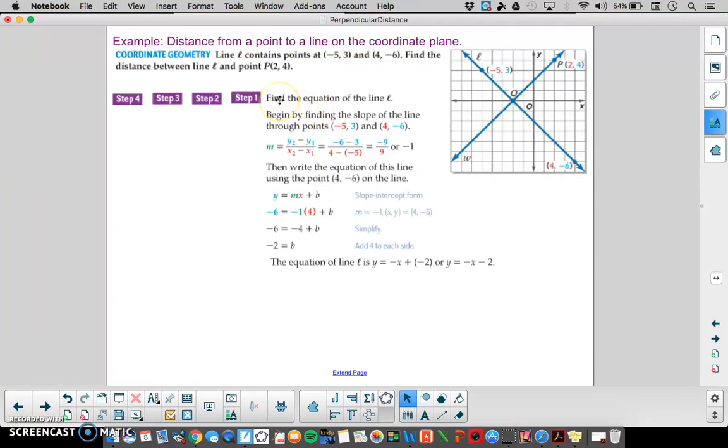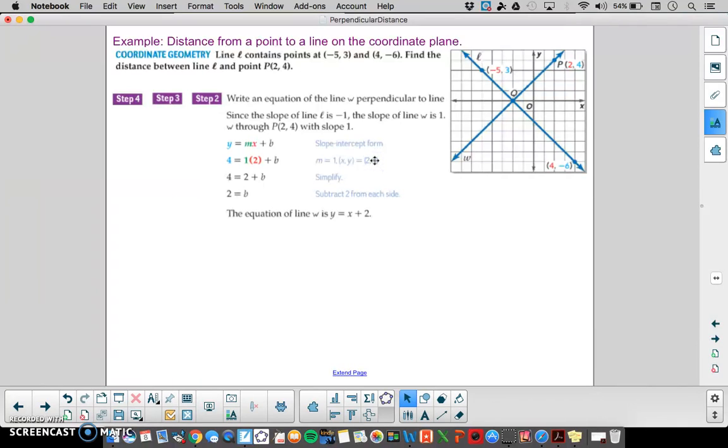Our first step would be to find the equation of line L. We've practiced this the past couple of lessons. So we would find the slope of line L, and we would find that it's -1. Once we found the slope, we would use the slope and a point to find the actual equation of that line. So we plug it into slope-intercept form. m is -1, and we used the point (4, -6). We could have used our point (-5, 3); it would have worked exactly the same way. We would have ended up with a y-intercept of -2. So our equation of line L is y = -x - 2.